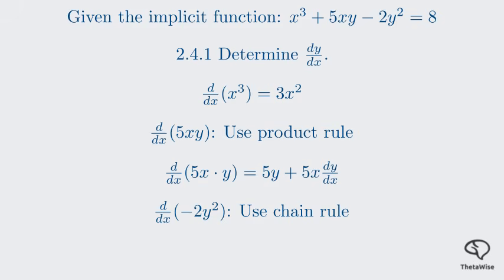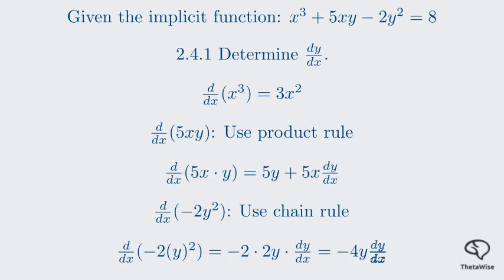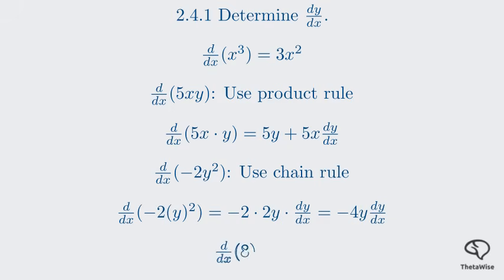For the term negative 2y squared, we use the chain rule. The derivative of something squared is 2 times that something. So we have negative 2 times 2y, which is negative 4y. Then we multiply by the derivative of the inner function, y, which is dy/dx. This gives us negative 4y dy/dx. And finally, the derivative of the constant 8 is 0.